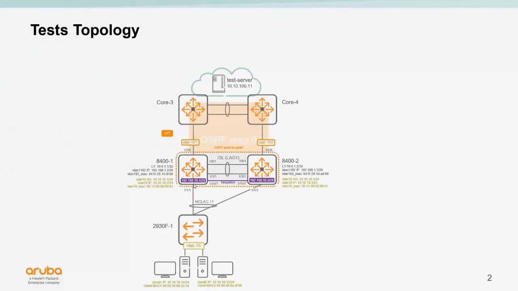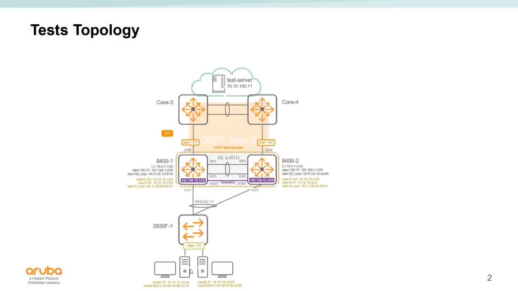In this video, we are going to check the robustness of ArubaOS CX MCLAG, multi-chassis LAG, by testing link failure scenarios and see the minimum associated impact on the campus traffic. So let's consider the following topology.